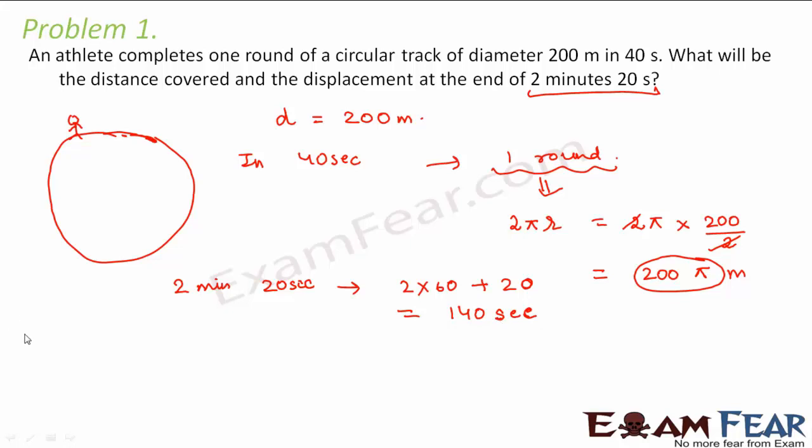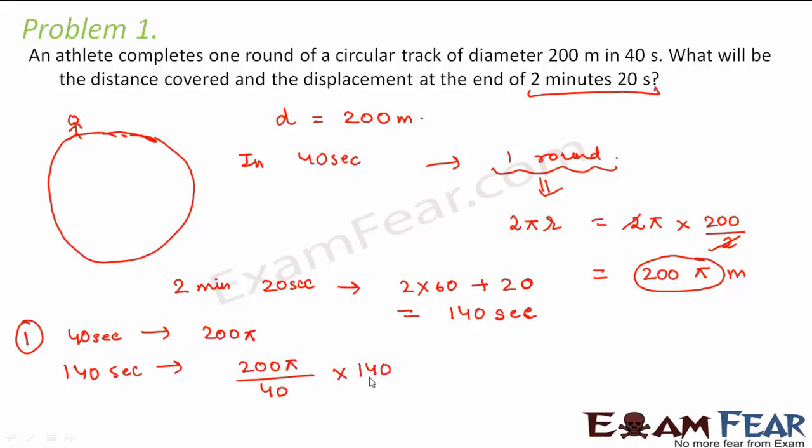Right? So let us try to calculate the distance first. In 40 seconds, the distance covered is 200 pi. So what will be the distance covered in 140 seconds? In 140 seconds, it will be 200 pi divided by 40 into 140. So this comes out to be 700 pi. Now pi is 22 by 7, so this 7 will get cancelled. So it will be 2200 meters. This would be the total distance covered at the end of 2 minutes 20 seconds.